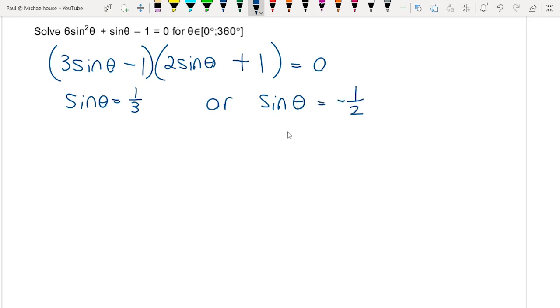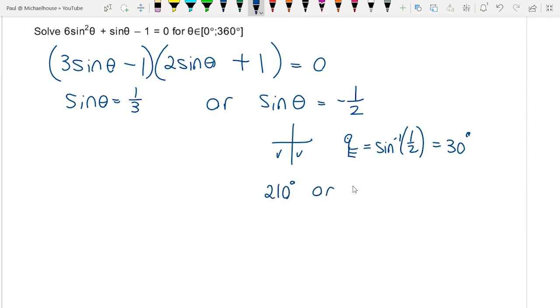The solutions to sine theta is minus a half will be in quadrants 3 and 4, where sine is negative. Our key angle for a half, I'm not going to put the negative a half into the calculator. I'm going to undo sine of a half. It happens to be a special angle, it's 30 degrees. And we get 180 plus 30 is 210 degrees, or 360 minus 30, 330 degrees.